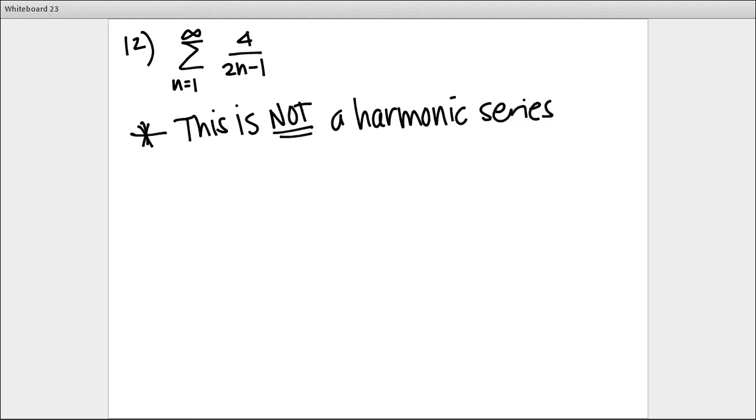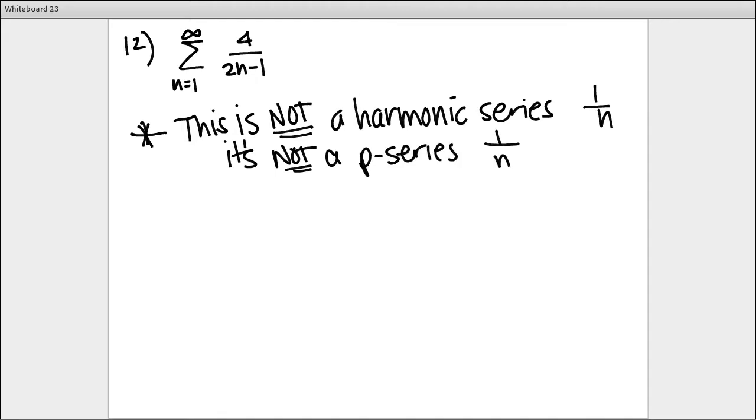Harmonic series is 1 over n. It's not a p series. A p series is 1 over n to the p. What's messing it up? That -1 right there in the bottom. That guy right there, messing it up. It is no longer a p series because of that 2n minus 1 in the bottom, right?